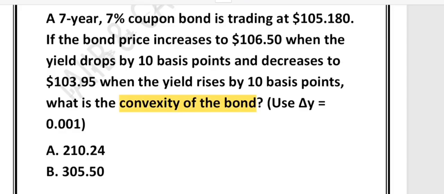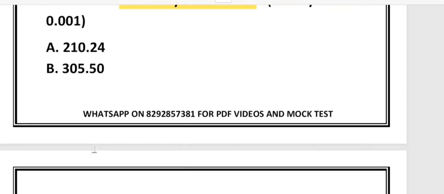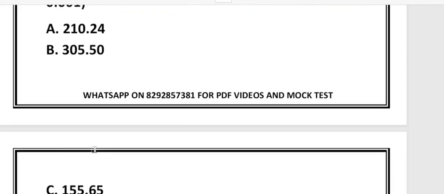Now friends, think about it. What data have they given? A 7-year, 7% coupon bond, currently trading at $105.180. Suppose the bond price increased to 106.50 when the yield drops by 10 basis points, and the bond price decreased to this much when the yield rises by 10 basis points. So what is the convexity of the bond? Very good question it is. The options they have given: 210.24, 305.50, 155.65, and D none of them.